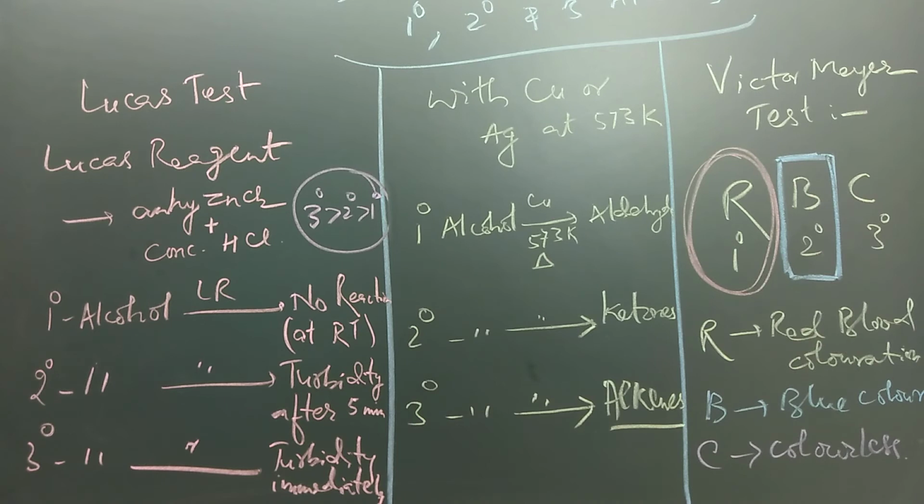So alcohols can be distinguished on the basis of the Lucas test, with copper or silver at 573 Kelvin, and through the Victor Meyer test, which consists of a series of reactions in which 1 degree alcohol gives red coloration, 2 degree gives blue coloration, and 3 degree does not give any color.